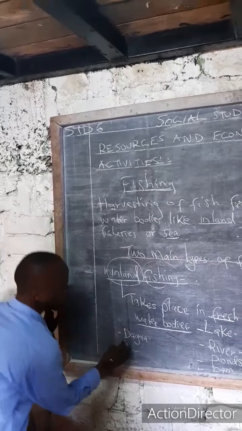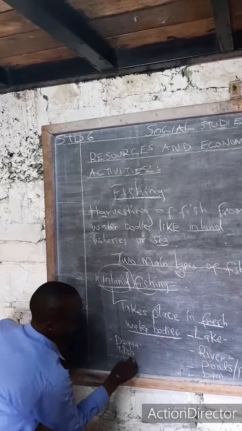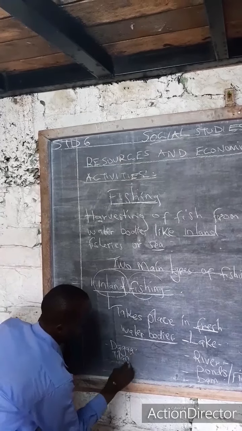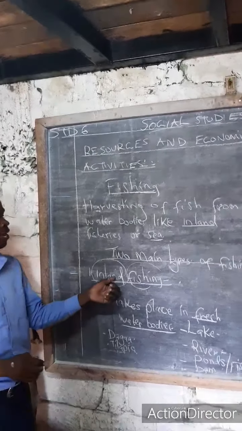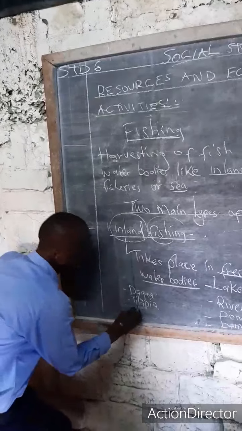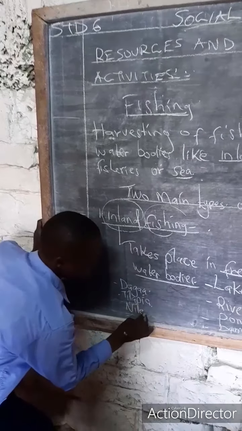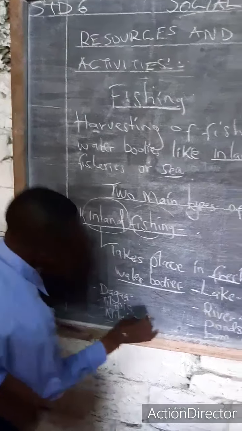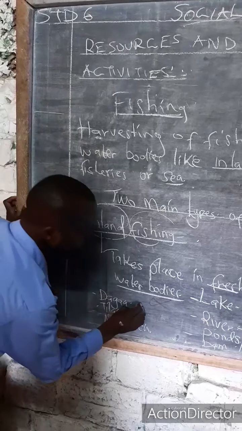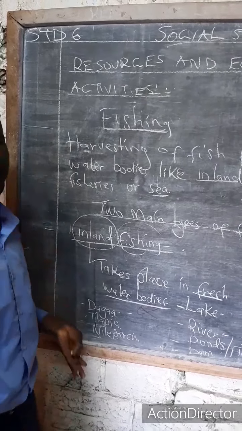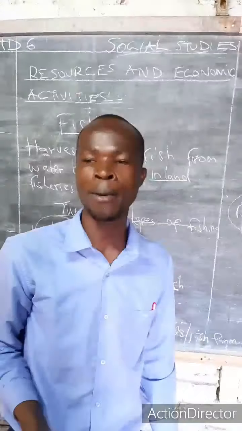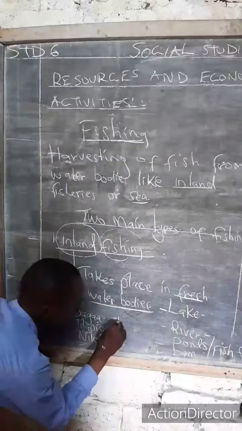So we have daga, we have tilapia. It's another inland fish that we have. We have Nile perch. These are other inland fish. We will have another fish that stays in muddy areas, hence the name mudfish.